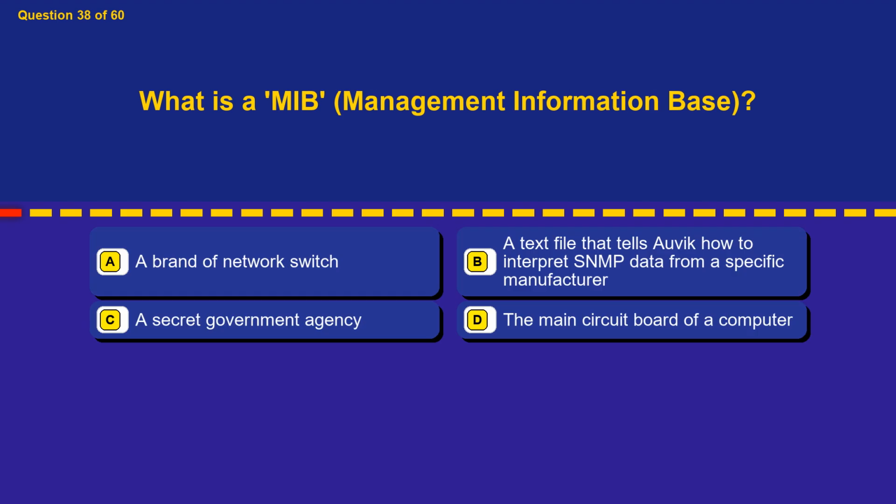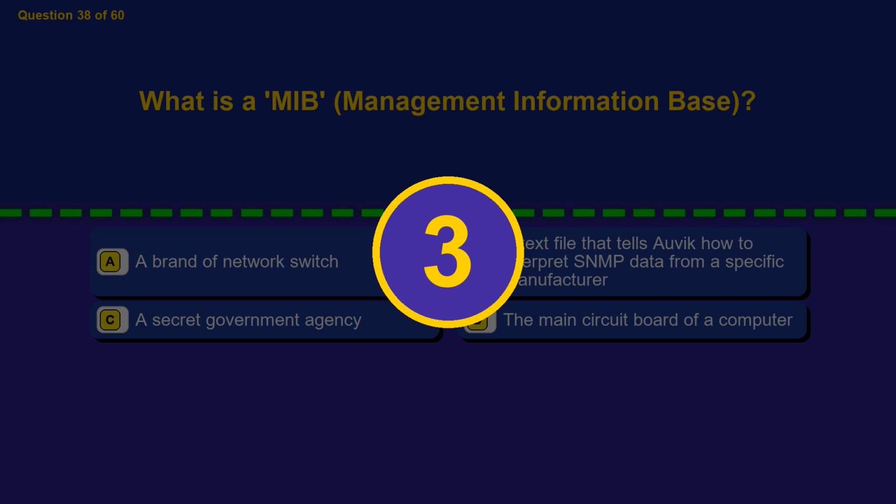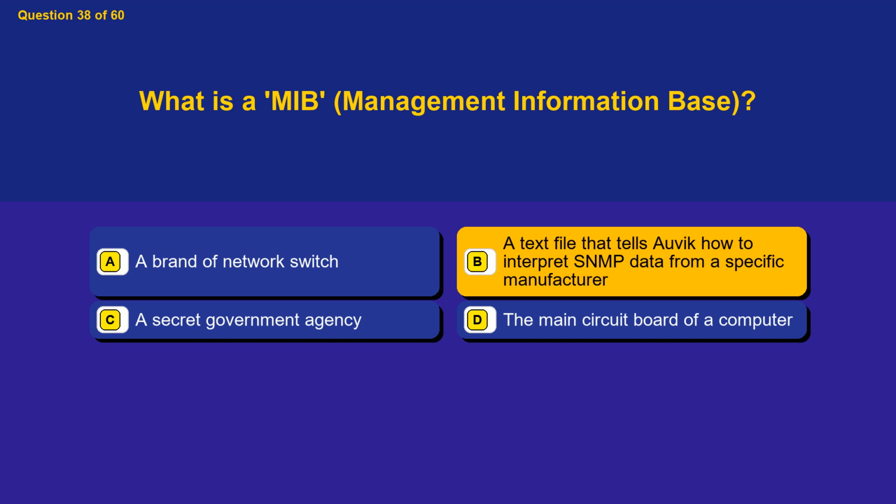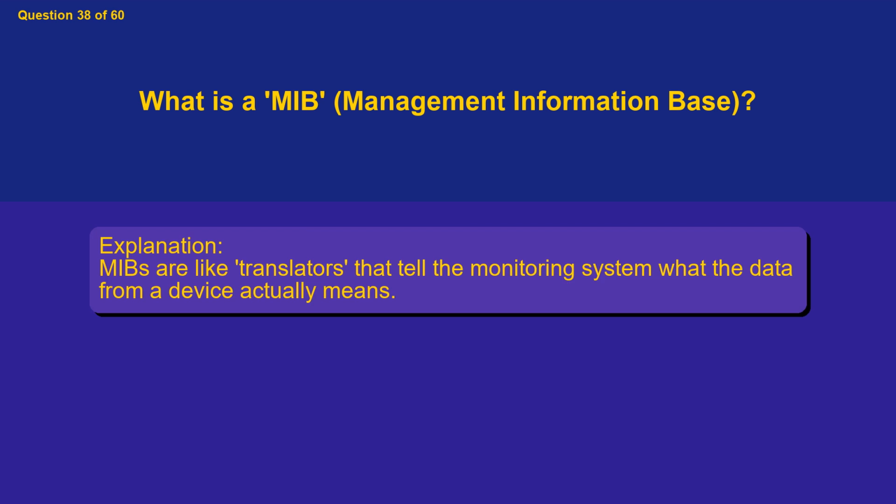Question 38. What is a MIB, management information base? Option A. A brand of network switch. Option B. A text file that tells Auvik how to interpret SNMP data from a specific manufacturer. Option C. A secret government agency. Option D. The main circuit board of a computer. The correct answer is option B. A text file that tells Auvik how to interpret SNMP data from a specific manufacturer. MIBs are like translators that tell the monitoring system what the data from a device actually means.